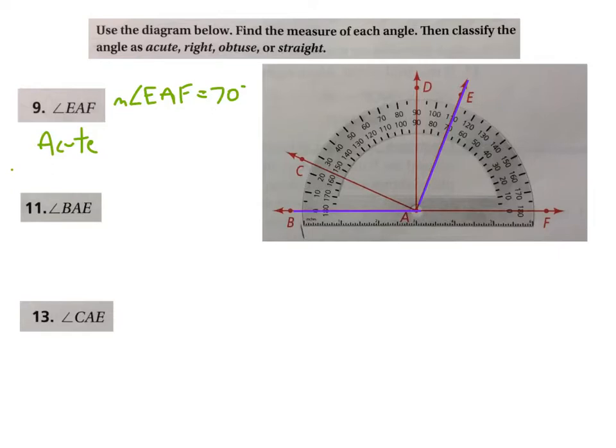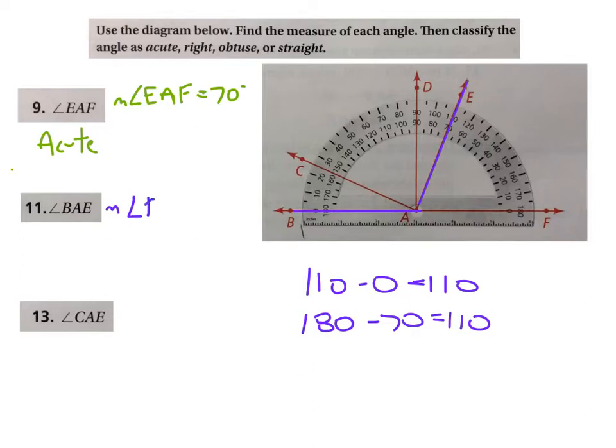Okay, and what are the numbers there? Well, if we're going on the outside track here, you see the outside number is 0 and the outside number here is 110. So 110 minus 0 is 110. And if we'd gone the other way, using the inside track, you would see the two numbers were 180 and 70. And 180 minus 70 also results in 110. We can then say the measure of angle BAE equals 110 degrees.